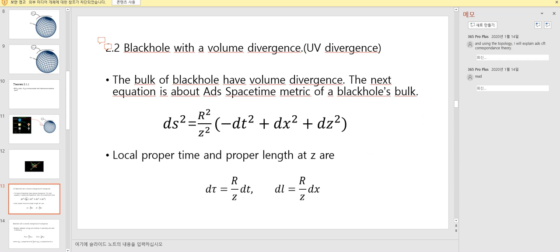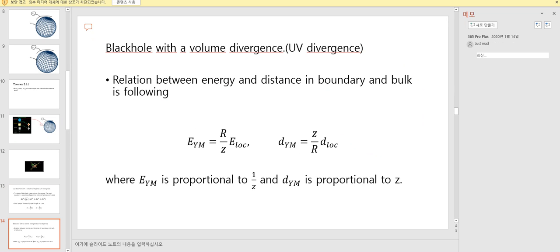The bulk of the black hole has volume divergence. The next equation is about the AdS space-time metric of a black hole. Local proper time and proper length are like this. The relation between energy and distance, boundary and bulk, is the following: Yang-Mills energy is proportional to 1 per z, and Yang-Mills distance is proportional to z.